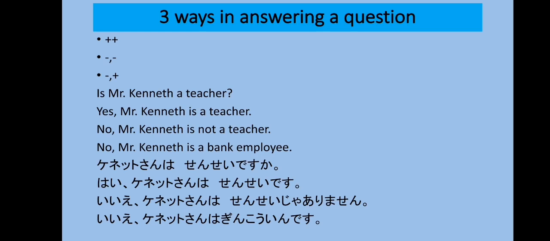Or negative positive, ie, Kineto-san wa, and then he or she stated the job description of Mr. Kenneth, which is a bank employee or ginko-in. So, ie, no, Mr. Kenneth is a bank employee. Ie, Kineto-san wa ginko-in desu.